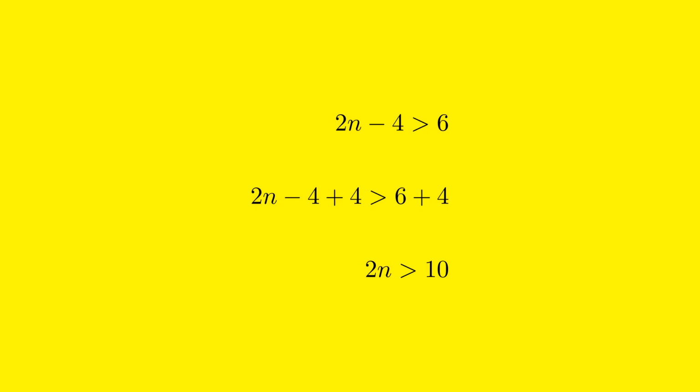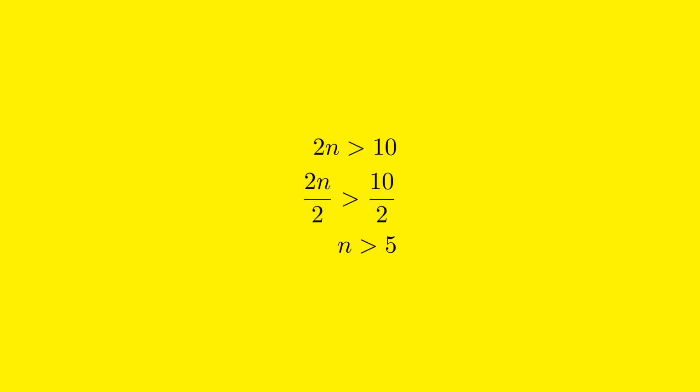By doing this, the expression on the left side, 2n minus 4, becomes 2n because minus 4 plus 4 equals 0. On the right side, 6 plus 4 equals 10. So the inequality is transformed from 2n minus 4 greater than 6 to 2n greater than 10. The reason we added 4 to both sides is to maintain the equality while simplifying the inequality. The operation of adding 4 does not change the direction of the inequality.